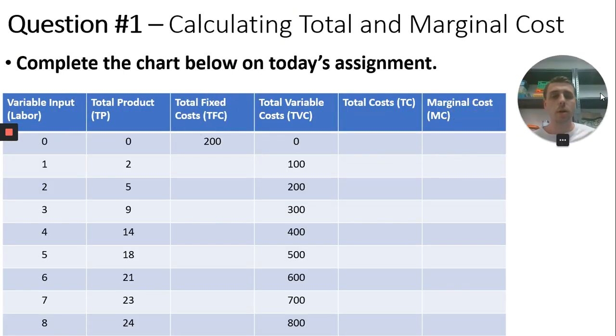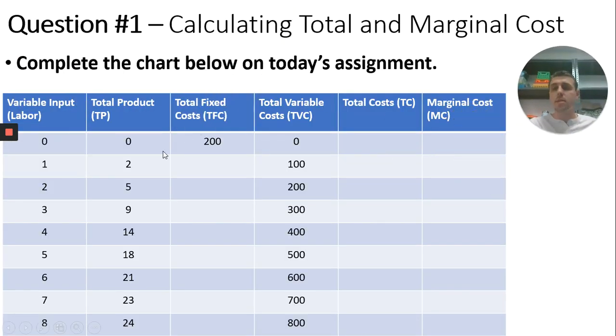Now, here's question 1 of today's assignment. You have a list of variable input, which in this case would be labor. Hint, you don't need that right now, but you will need it for the next question.